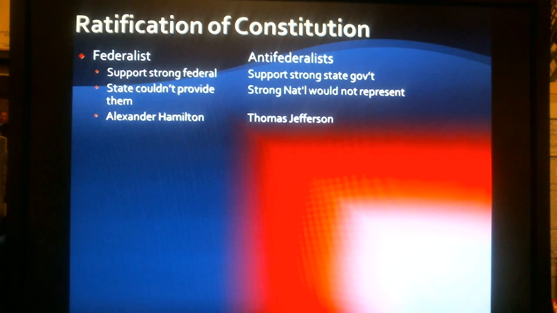The anti-federalists wanted the power more to the states and to have state control, the states being more in charge than the federal government, the national government, because they did not feel that the national government would represent the people as well as the states could. So that was the big argument going on.